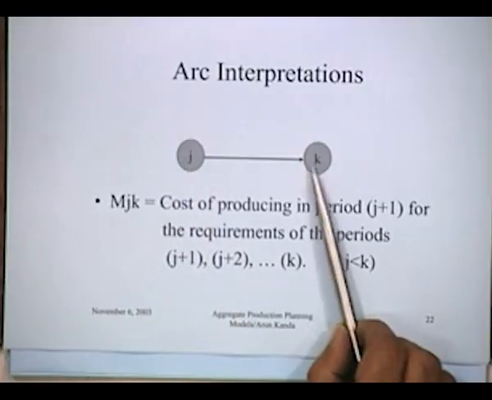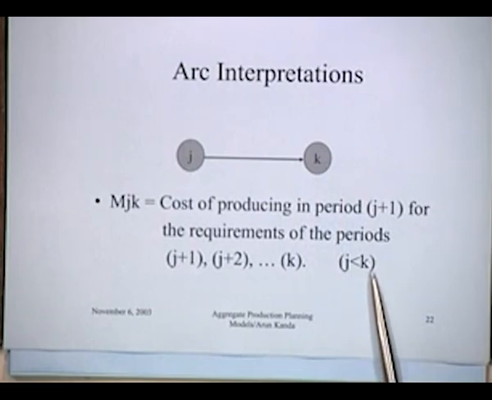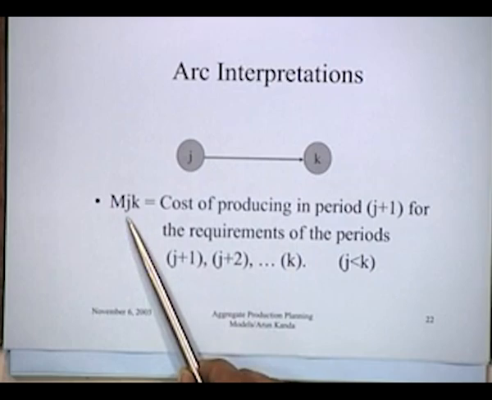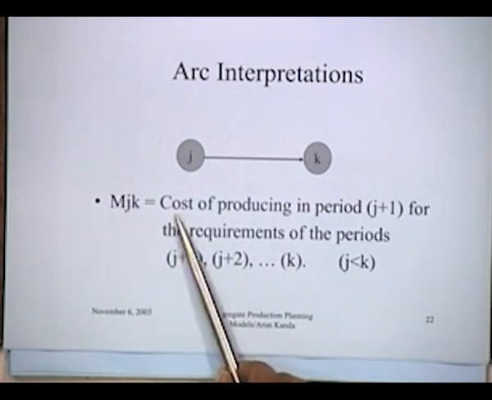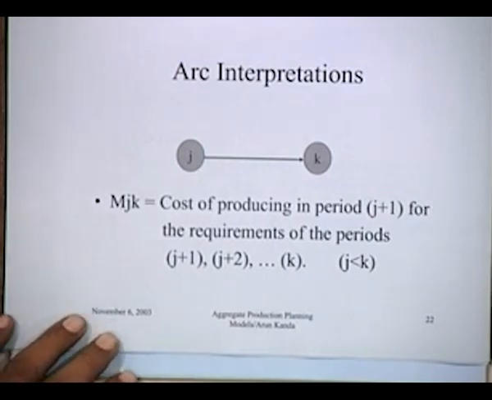Let's give an interpretation to these arcs. An arc going from node j to node k, where obviously j is strictly less than k in the numbering scheme, has a length defined as mjk. This is the cost of producing in period j plus 1 for the requirements of the periods j plus 1, j plus 2 and so on up to k. This is a very fundamental definition which you will have to use again and again to actually work out the costs.